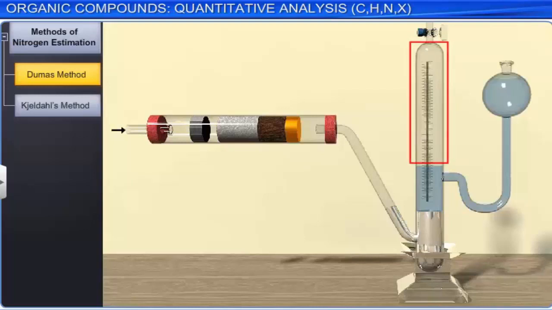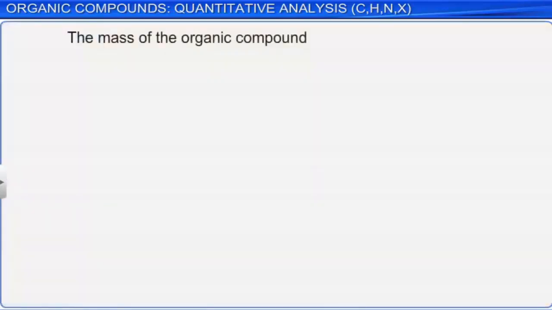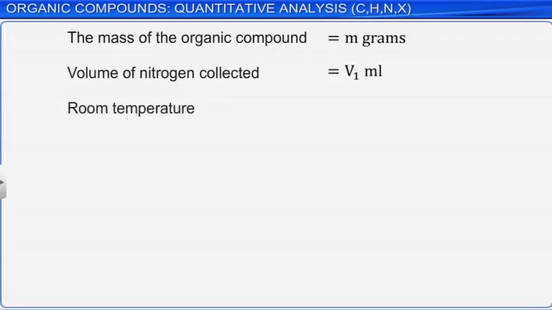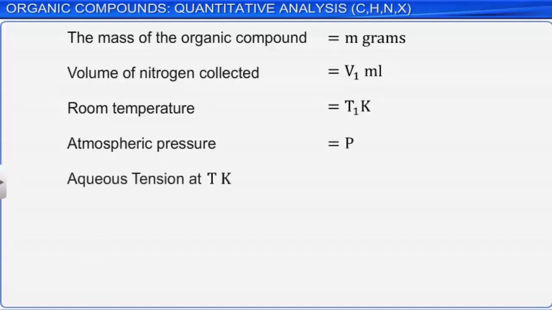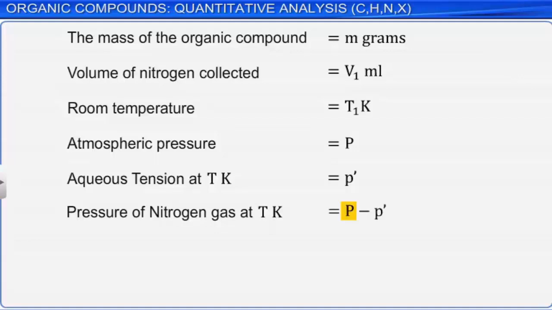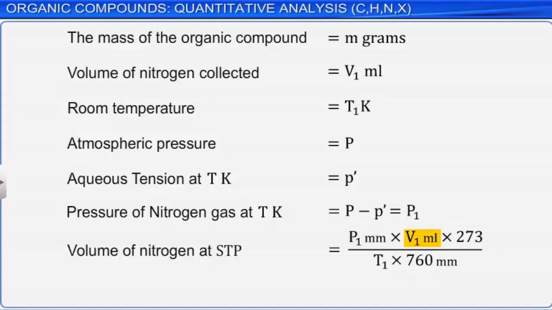If the mass of the organic compound is m grams, the volume of the nitrogen collected is V1 ml at room temperature of T1 Kelvin. The atmospheric pressure is P and the aqueous tension at T1 Kelvin is P dash. Then the pressure of nitrogen gas at T1 Kelvin is atmospheric pressure P minus aqueous tension P dash. Let this be equal to P1. Then, the volume of nitrogen at STP is equal to P1 mm multiplied by V1 ml multiplied by 273 Kelvin divided by the product of T1 Kelvin and 760 mm. Let's assume that the resultant volume is V ml.